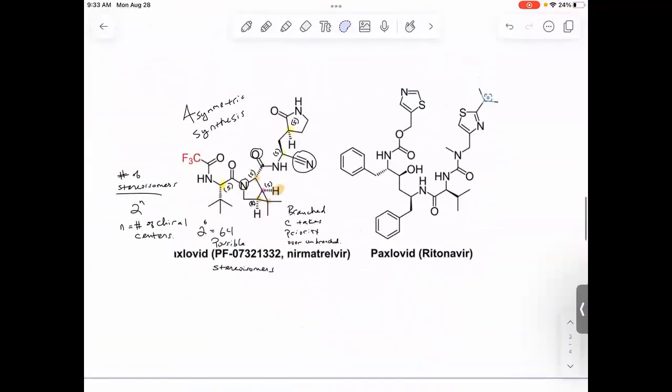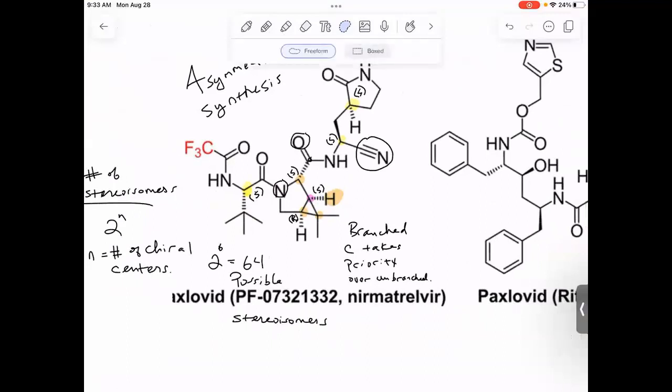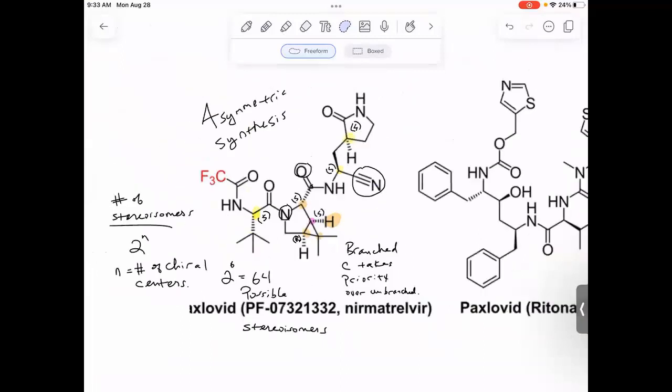So I want to talk about diastereomers also, which are not enantiomers. They're not mirror images. However, they're still stereoisomers.